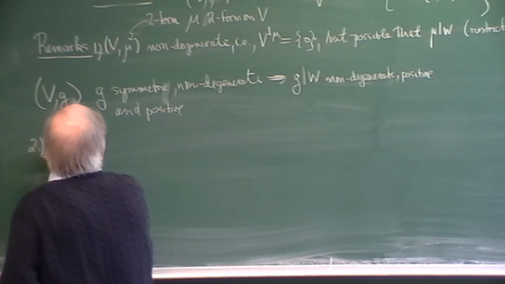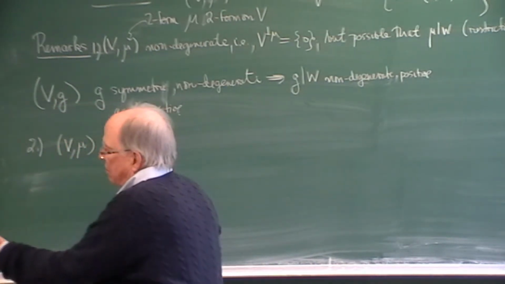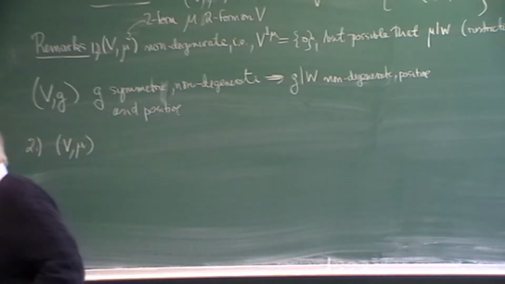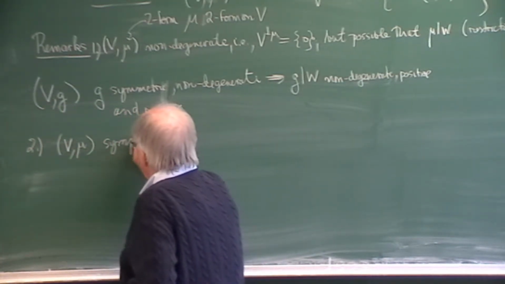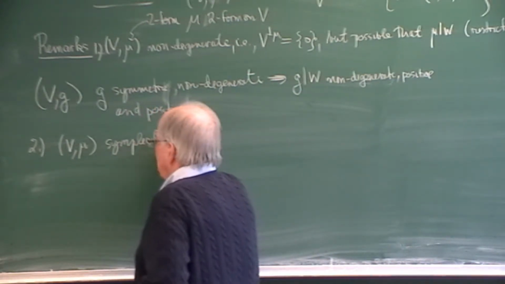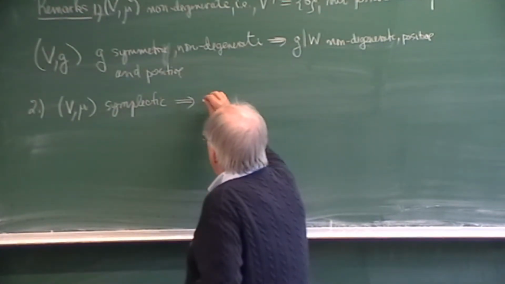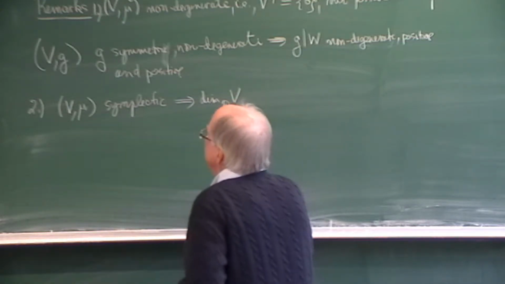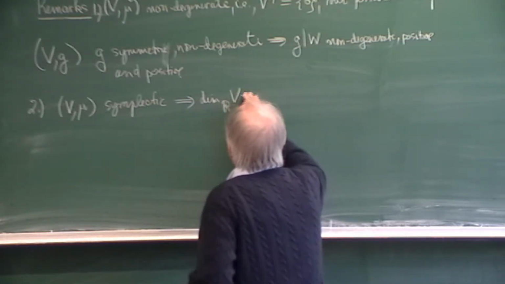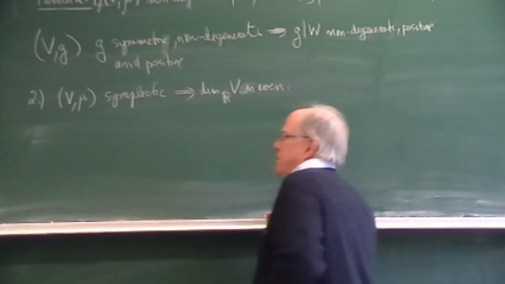Secondly, let's say I'll stay in the vector space business, because of course we have in mind the cotangent bundle or something like that. But if this is symplectic, that means that the form is non-degenerate on the vector space. Then the dimension of this vector space over the real numbers is even. You can check it.